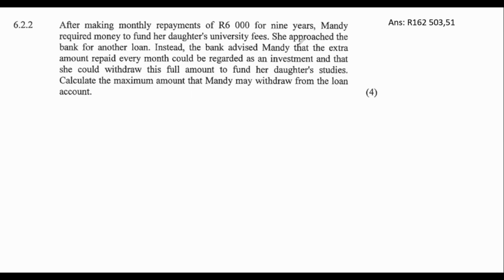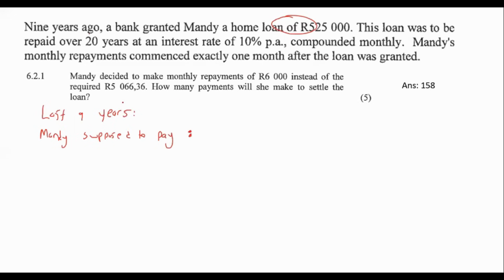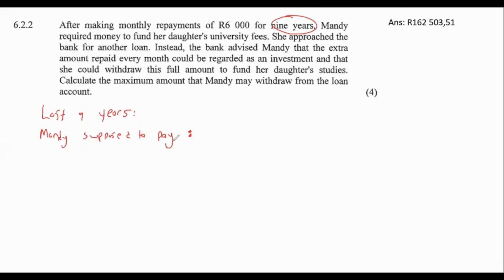But now be careful. This question's not talking about the full 20 years. They just said that Mandy's been paying her 6,000 Rand for the last 9 years. Okay? So for the last 9 years, Mandy was supposed to pay. How much was Mandy supposed to pay? Mandy was supposed to pay 5,066 Rand and 36 cents.